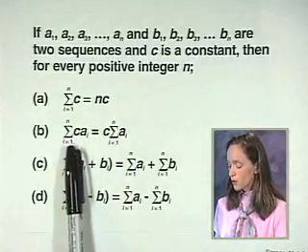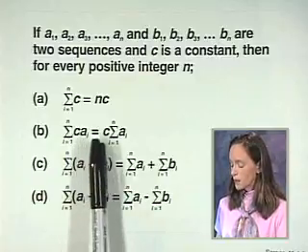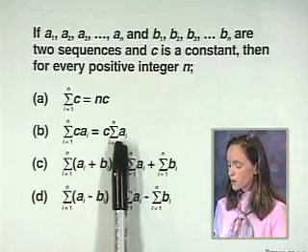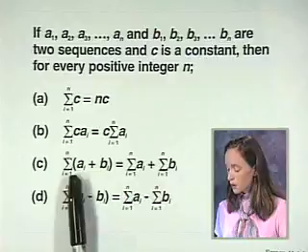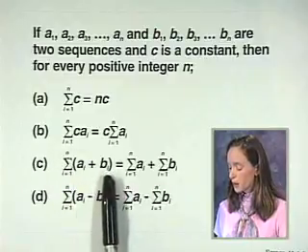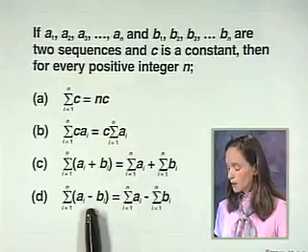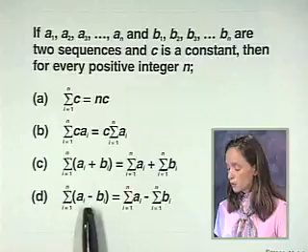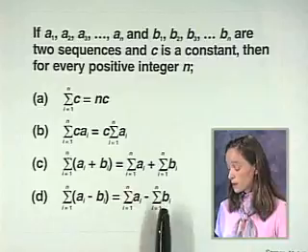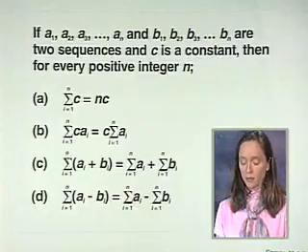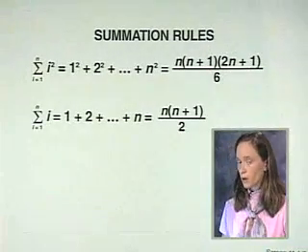The second says, if I sum from 1 to n the constant C times a sub i, that's the same as the constant C times the sum of a sub i. The third says, if I sum from 1 to n a_i plus b_i, that's the same as summing each individually and then adding. The same is true of subtraction. If I sum the difference, that's the same as the sum of the first sequence minus the sum of the second sequence. There's also two summation rules that you need to know and be able to use.